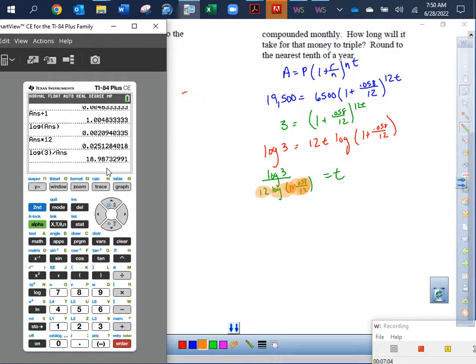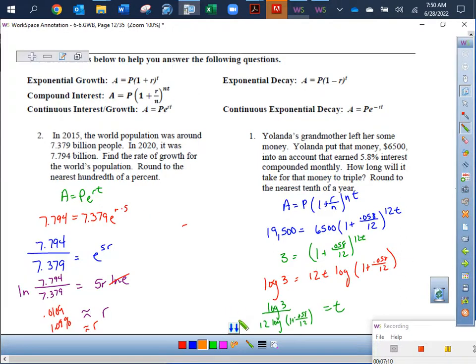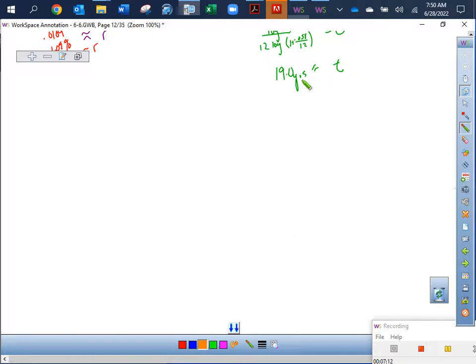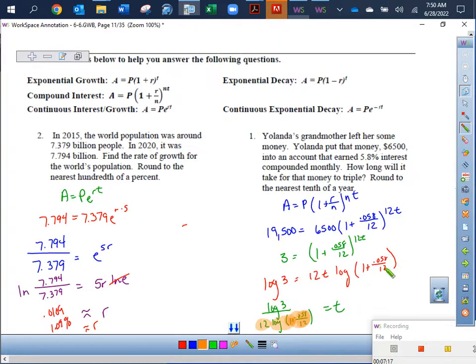It says round to the nearest tenth of a year. Well, 18.98 is going to round up to about 19.0. So that's what I got. Time was about 19.0 years. That was a mess to type into the calculator. If you need help punching that in, please come ask. We will help you punch that in.